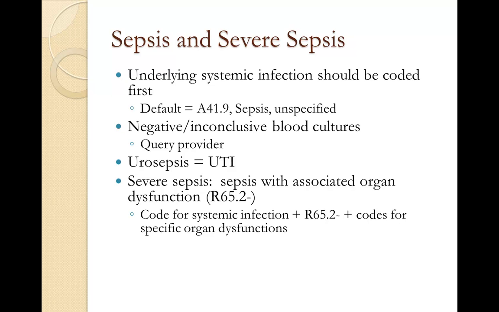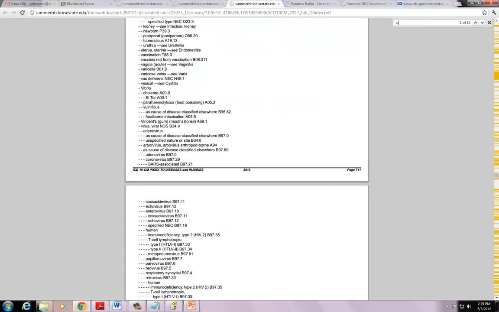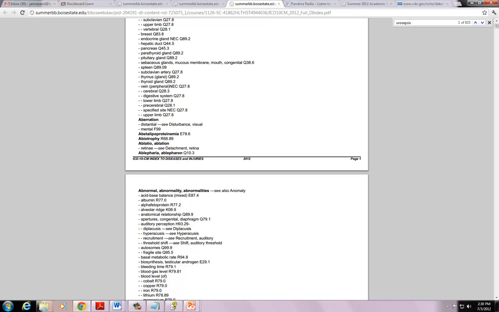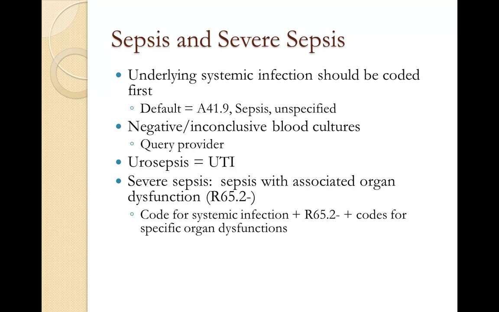Now, a terminology that you might see in the medical record is urosepsis. Physicians might be using this thinking that they really are talking about a systemic infection that has occurred from a UTI. But if you code urosepsis, let's go ahead and check it out in our index. Basically, it just codes to condition. So urosepsis in itself, in ICD-9, used to just code to a UTI, a basic urinary tract infection. Now it's not even going to give you that. So essentially, you need something more specific than urosepsis.